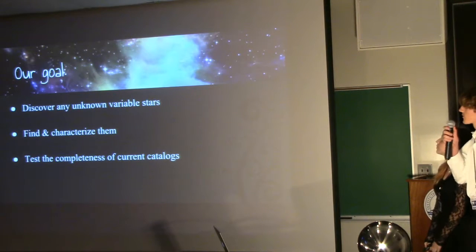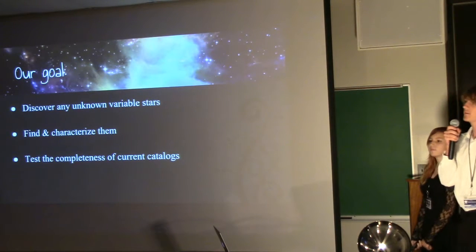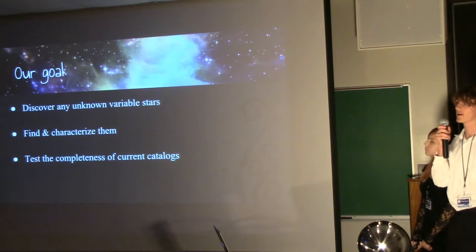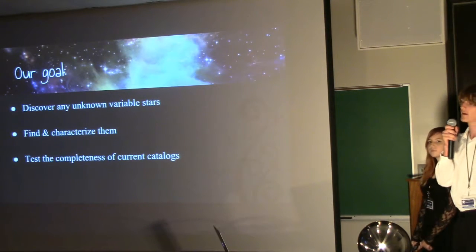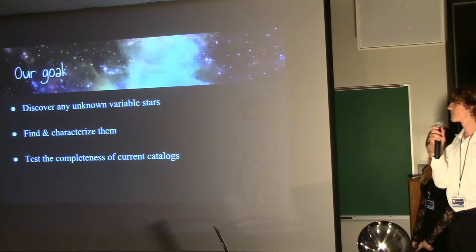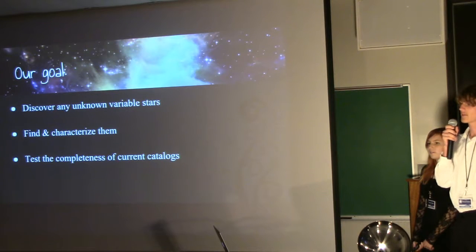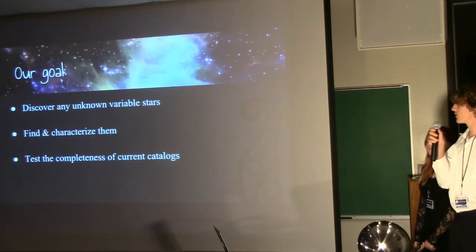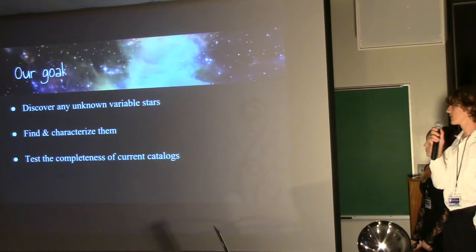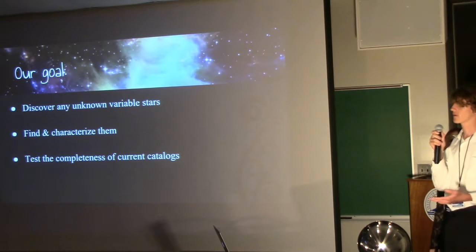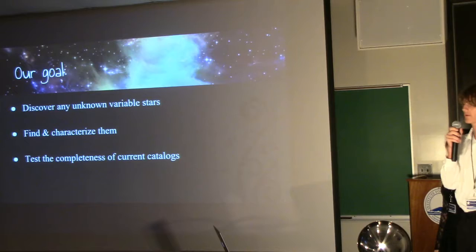So, our goal is to discover any unknown variable stars. And we did this by taking the right ascension and declination of stars in our data and inputting them in the AAVSO catalogs. And then we would go ahead and characterize these stars by inputting the data in our graphs, and just by doing all of this, we are also testing the completeness of current catalogs, such as, I said earlier, the AAVSO catalogs.